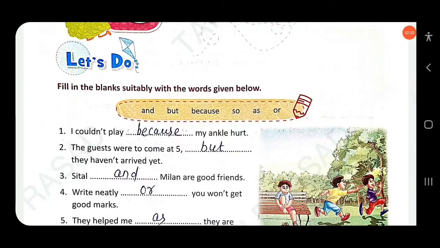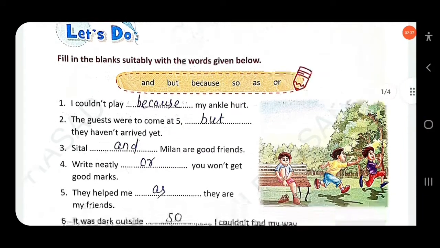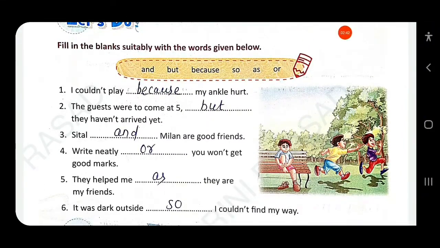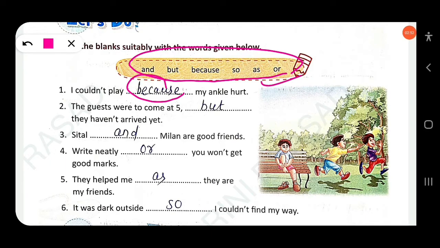Here, fill in the blanks suitably with the words given below. You have to use the proper conjunctions from this box. I couldn't play. Reason why? Because my ankle hurt. The next, the guests were to come at 5, but they haven't arrived yet. This is contrast. To show the contrast we use but.